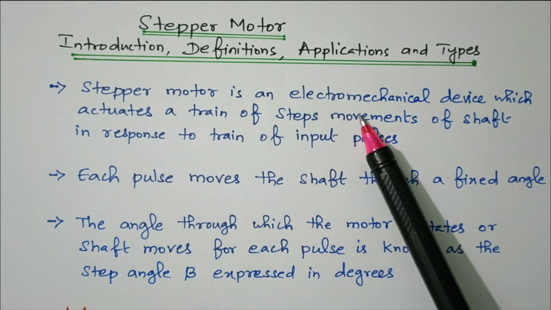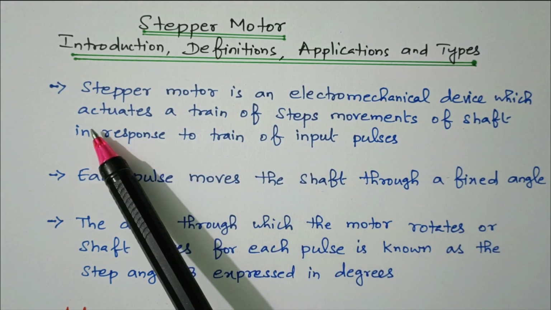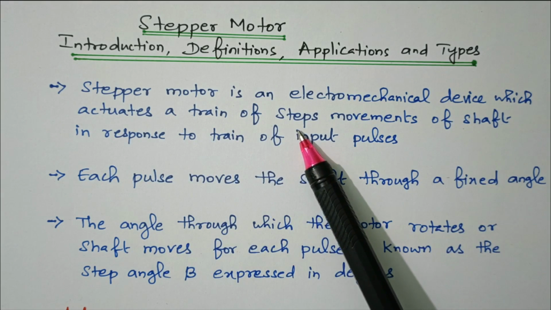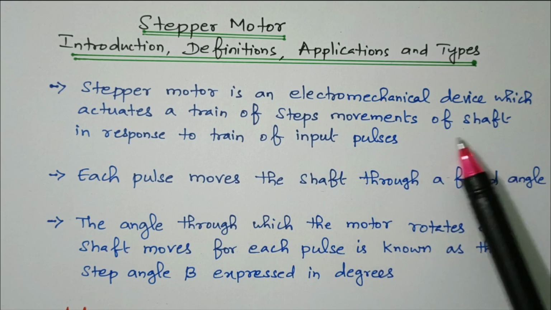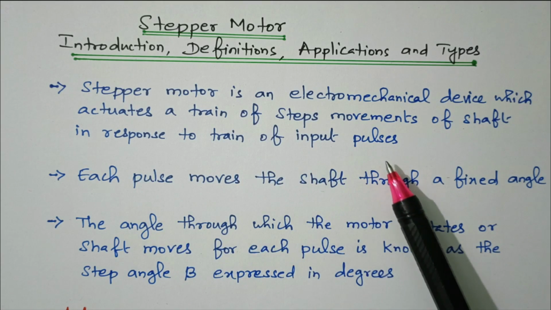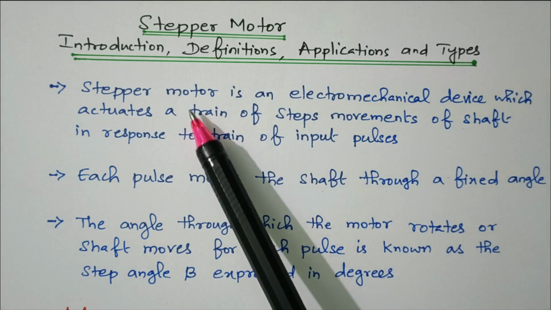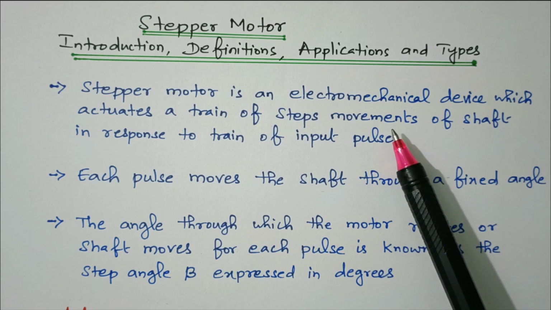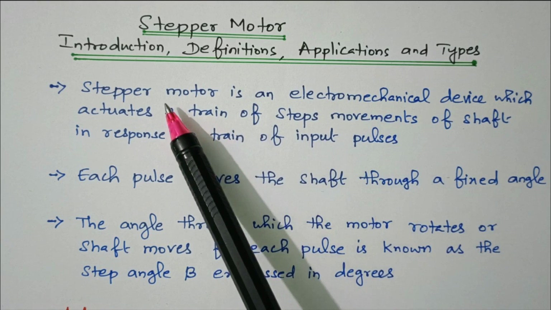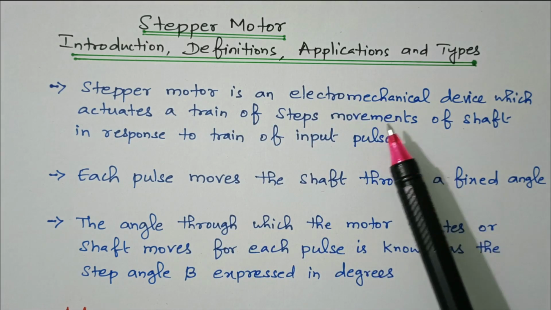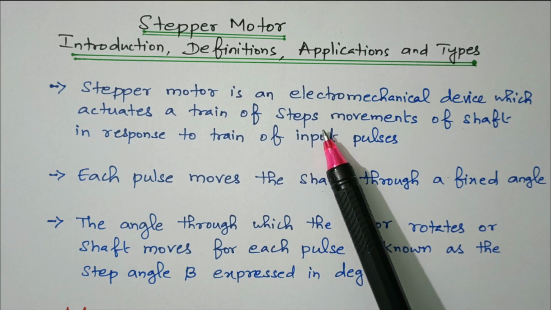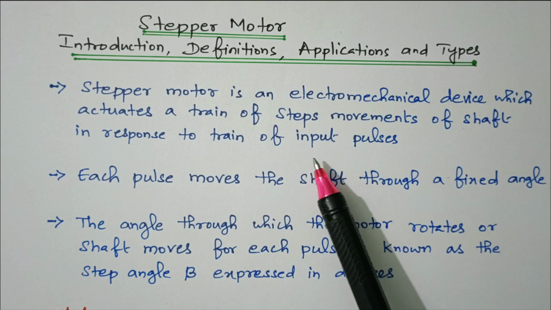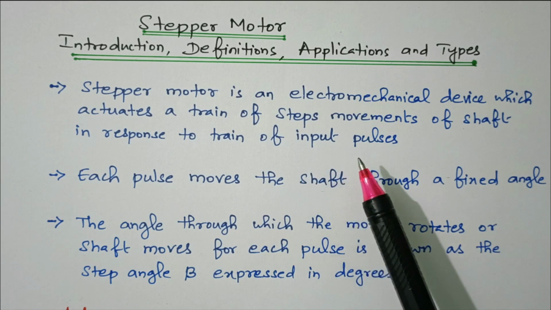Stepper motor is an electromechanical device which activates a train of step movements of the shaft in response to the train of input pulses. We know that, in general, the motor is an electromechanical device. It will rotate continuously when electrical energy is given; this is converted into mechanical energy, rotation. But that is continuous rotation. This stepper motor is not a continuous rotation motor. It will move in a step-by-step movement. When the input pulses are given, it will move step by step.